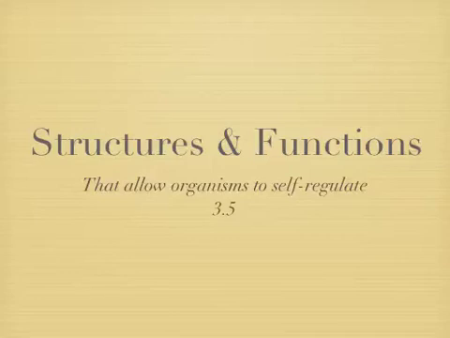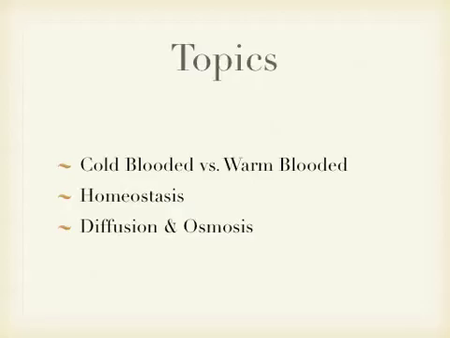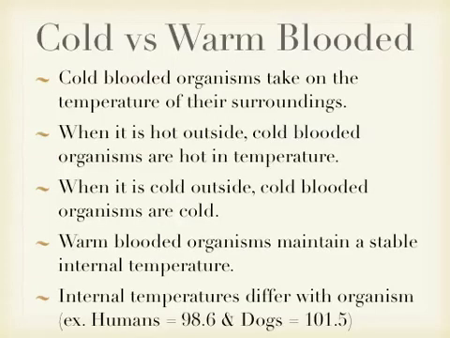This is a lesson over 3.5, the structures and functions that allow organisms to self-regulate. The topics that you will learn about are cold-blooded versus warm-blooded organisms, homeostasis, and diffusion and osmosis.